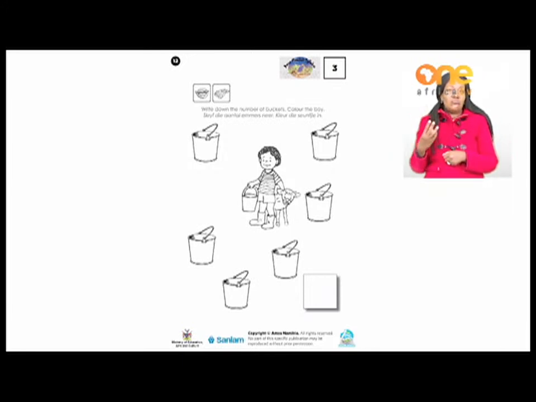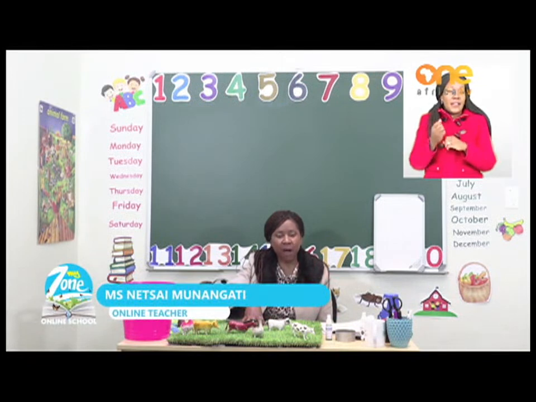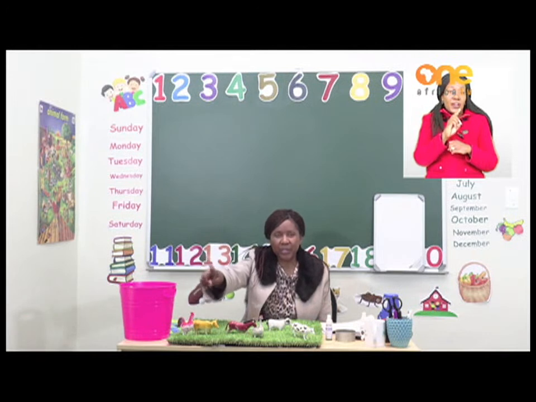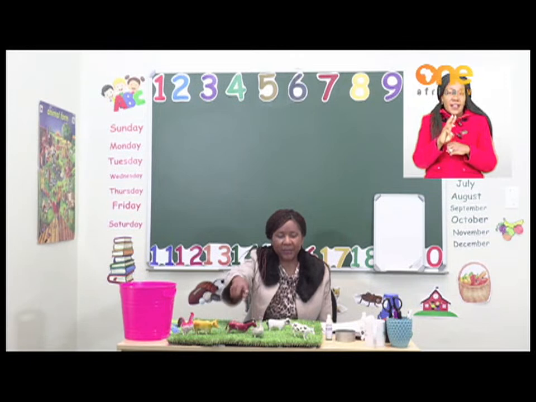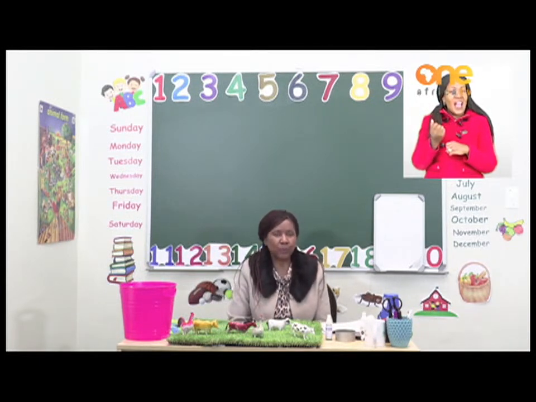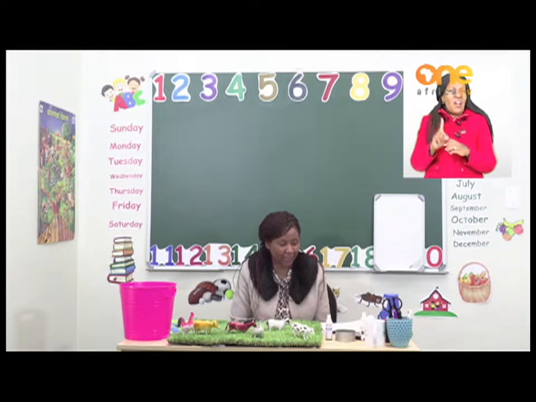Let's go back to our animals on the farm and count to see how many animals we have on the farm. We have 1, 2, 3, 4, 5, 6. They are supposed to be 7 animals. We will find out what happened to the 7th animal.